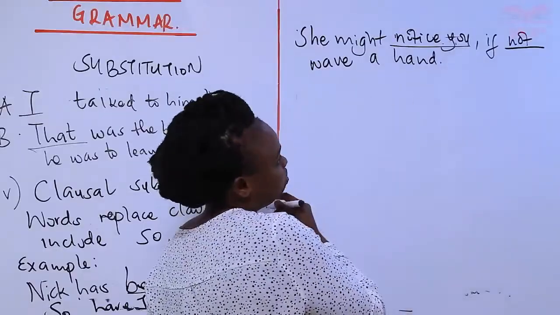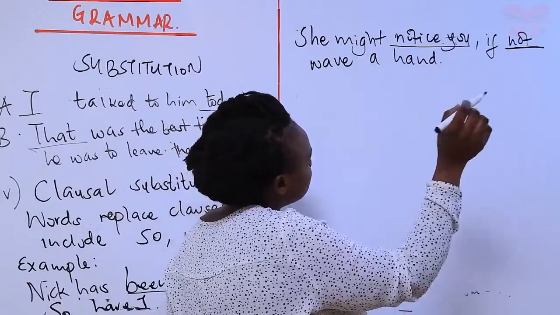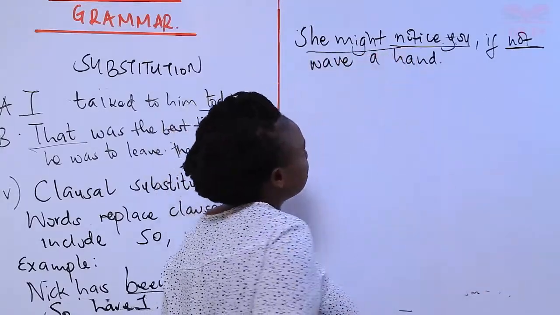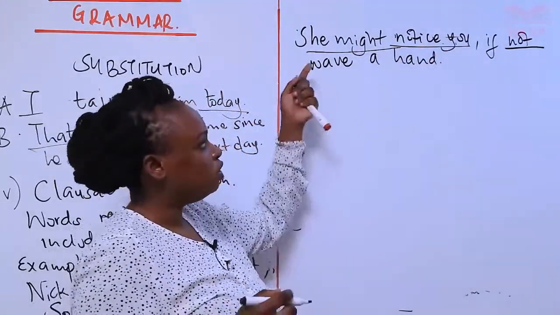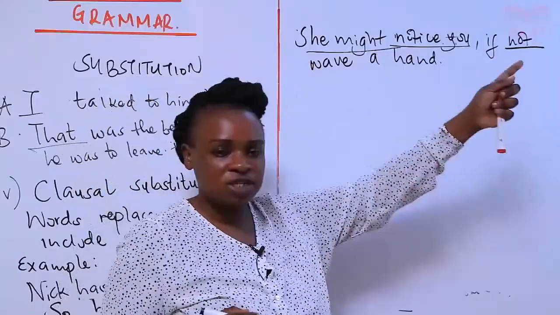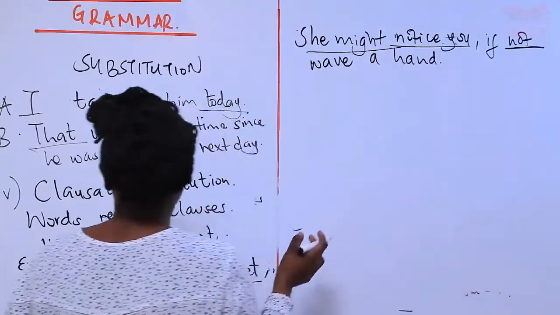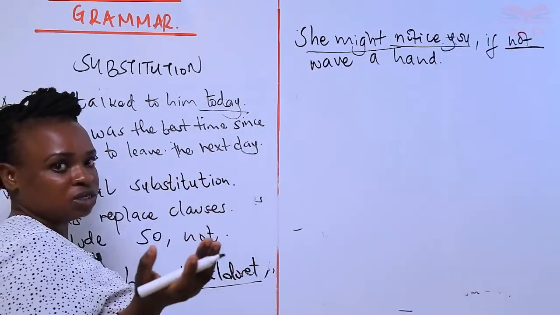So "not" has been used to do what? To replace "notice you". If she might not notice you, it has been used to replace "if she might not notice you". So "not" has been used to replace "might not notice you". So that is all for the types of words that can be used to substitute in their usage.